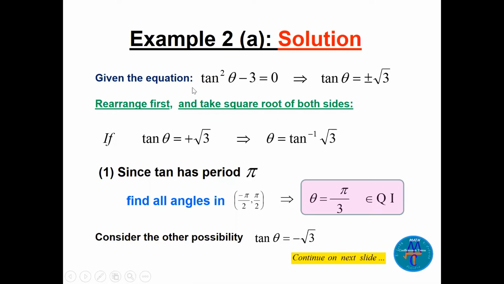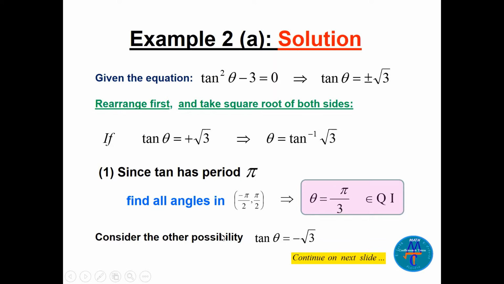Now, I would like to mention here that you can factor this by the difference between two squares if you like. It will be the bracket tan of theta minus square root of 3 multiplied by another bracket, tan of theta plus square root of 3, is equal to 0. You will get the same answer. Now we have tan of theta is equal to plus square root of 3. That means theta will be tan inverse square root of 3. We know the period for the tangent function is pi, and the range of the inverse is between minus pi over 2 to pi over 2. So the only theta we have here is in quadrant 1, which is theta equals pi over 3.